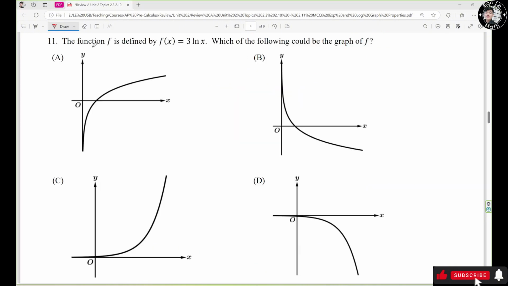Now let's move on to question 11. The function f is defined by f of s equals 3 times natural log of s. Which of the following could be the graph of f, right? So we know that the parent function of the logarithmic function is going to be like this, right? Because you have the positive 3 right here, which means there is no reflection, right? So the answer must be A.